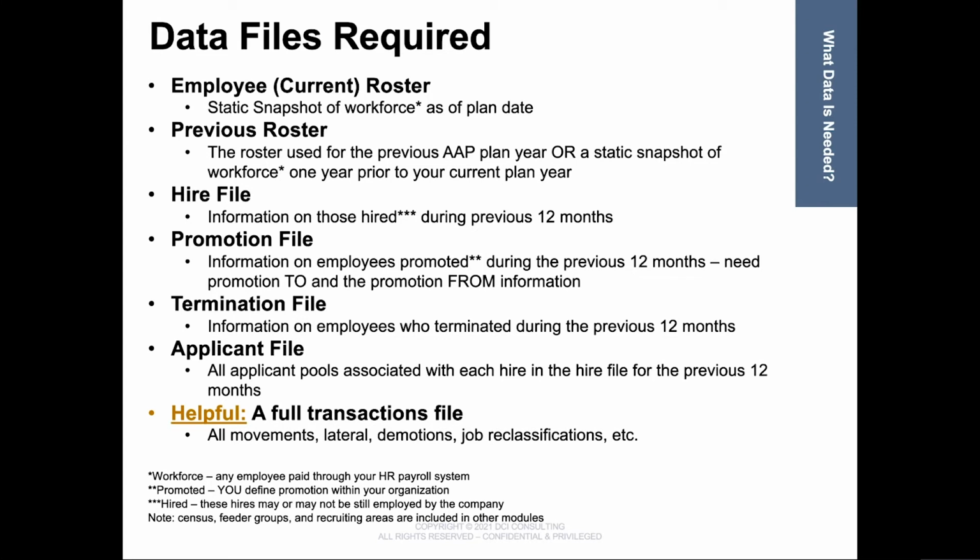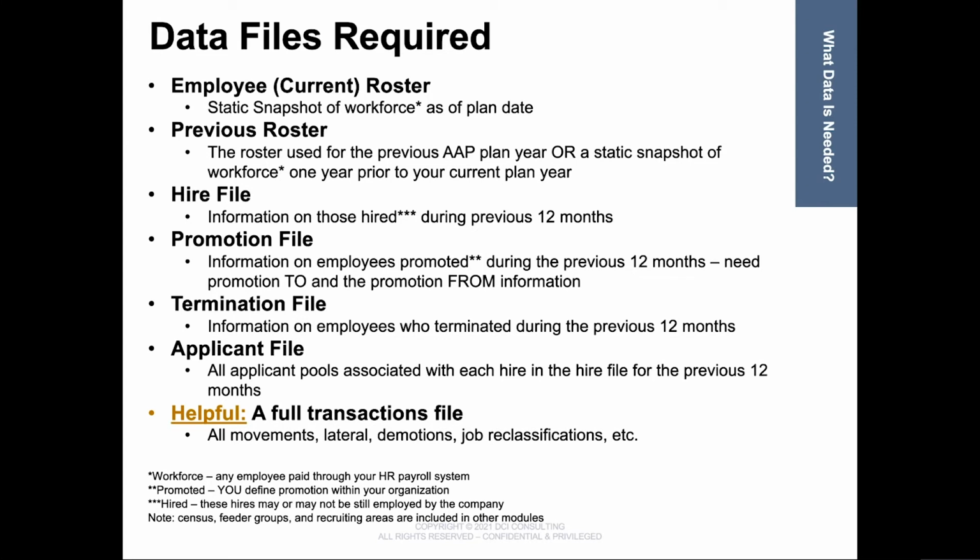The termination file, anybody who was terminated during the past 12 months, even if they've come back again. So we need to have those in that termination file. The applicant file, this is your highest risk file. We need to see all applicant pools associated with each hire in the hire file for the last 12 months. So if you hired John Doe, we need John Doe and anybody who applied for that position that John Doe filled.